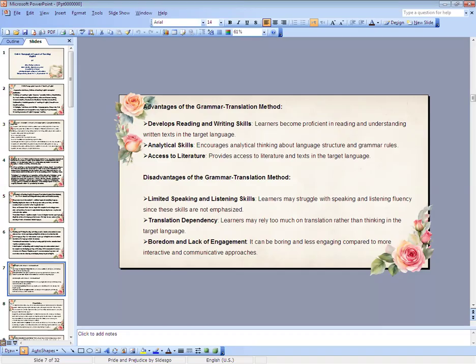Now, coming to the third method, that is the Dr. West method. Dr. West method emphasized reading. Dr. West conducted extensive research and experiments on the problems of teaching English as a foreign language in India. So this new method is the outcome of his research, and it stood as a reaction against the direct method. The main proponent of this is Michael Philip West.